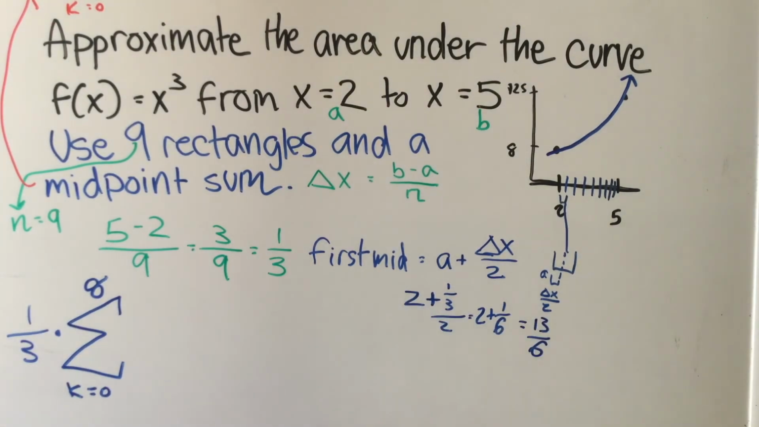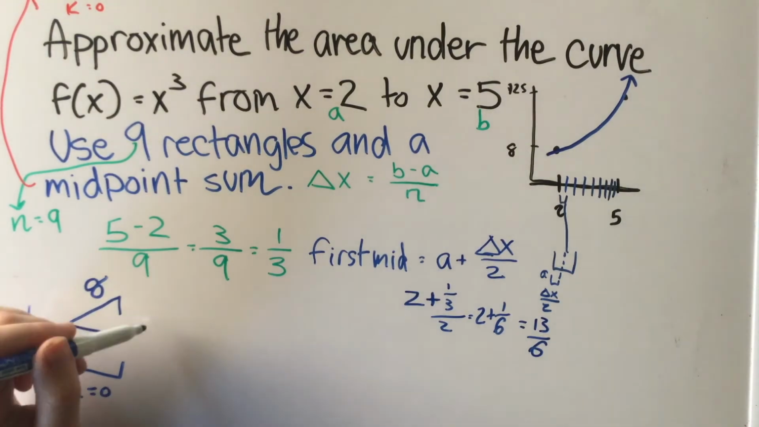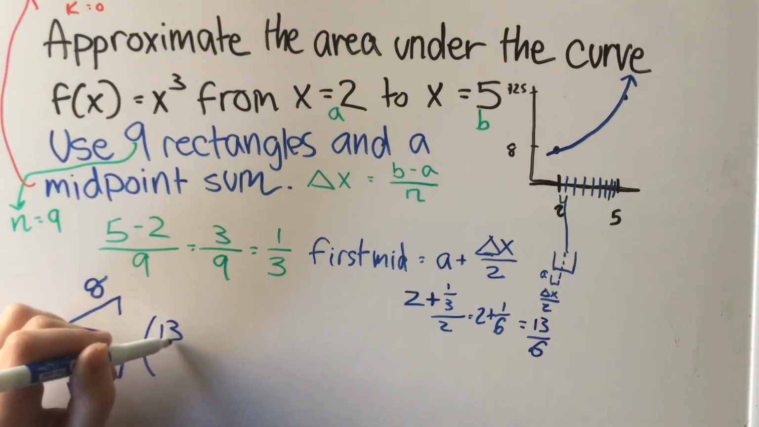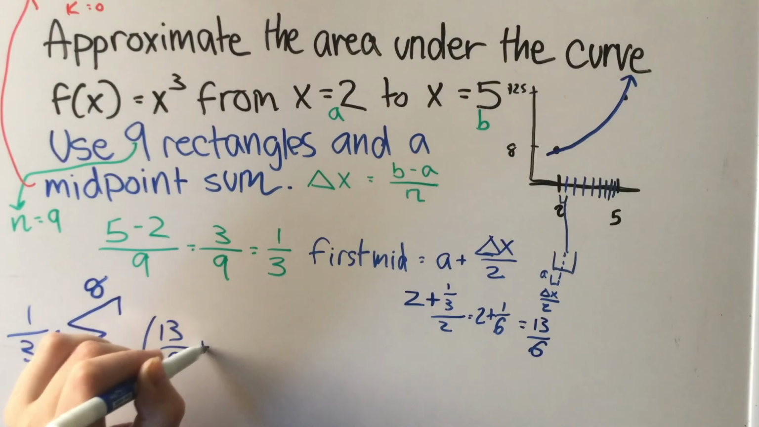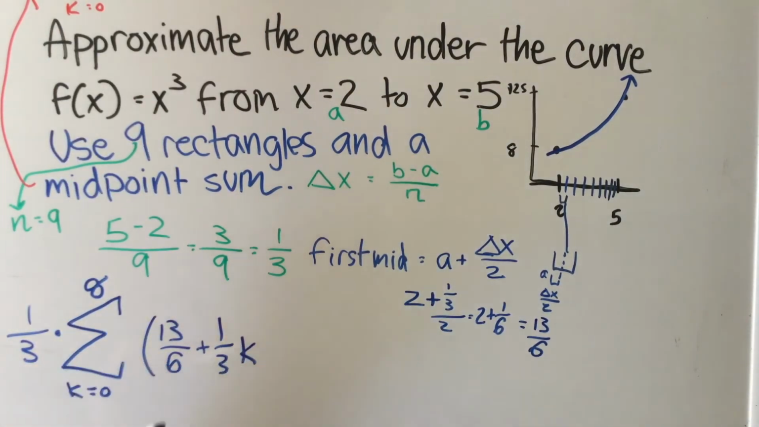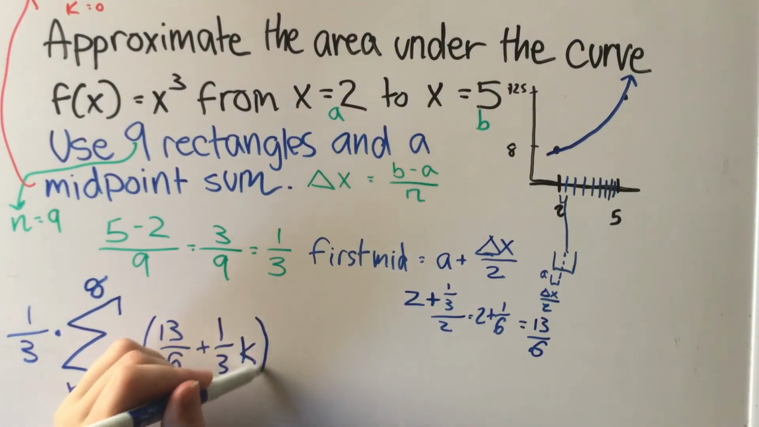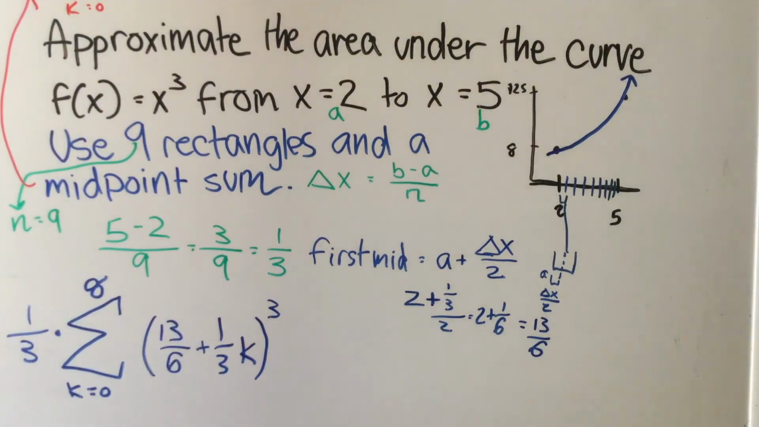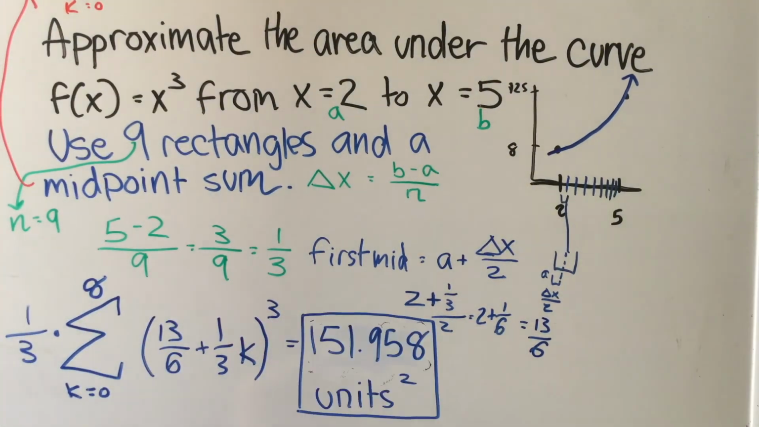Now I have the first midpoint value, and I add that to change in x times k, 1/3 times k, and then I cube the whole thing because that's what the function calls for. And then I plug that into my calculator. No one would expect you to solve this problem by hand, and you get 151.958 units squared. And you're done. Hope that midpoint summing was fun.